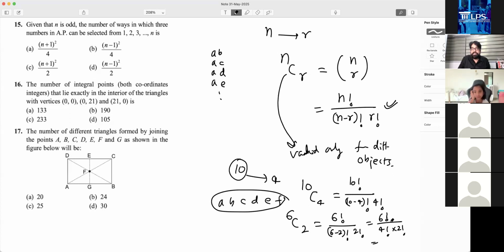So that will become 6 into 5 by 2. That means 15. If you calculate manually, then also 15 will come. Am I clear? Yes.